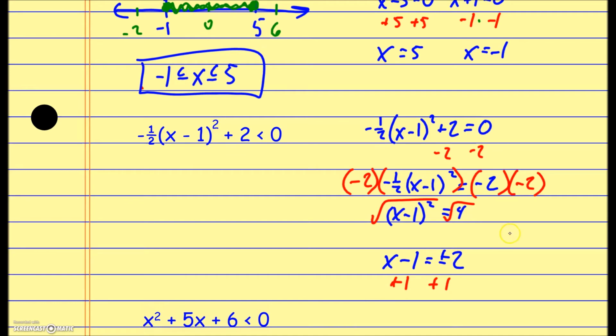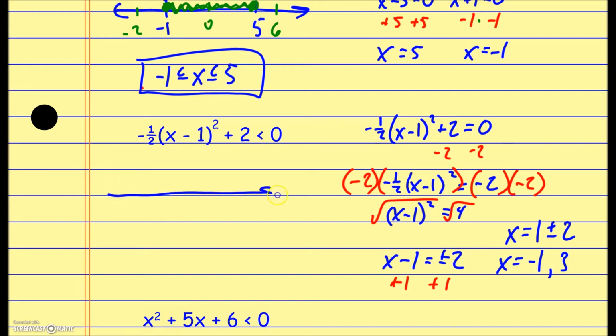And when I do that, keep in mind what I get here is x equals a 1 plus or minus 2, which means two things. I have to do 1 minus the 2, which gives me a -1. I also have to do 1 plus the 2, which gives me a +3. And so I get my two x-intercepts or my two answers here.